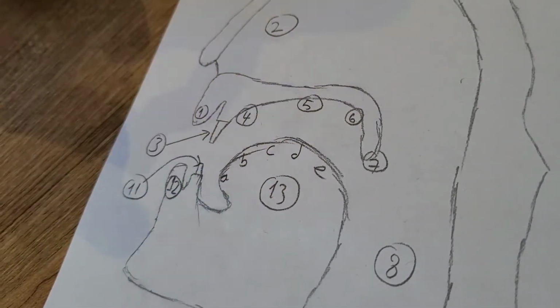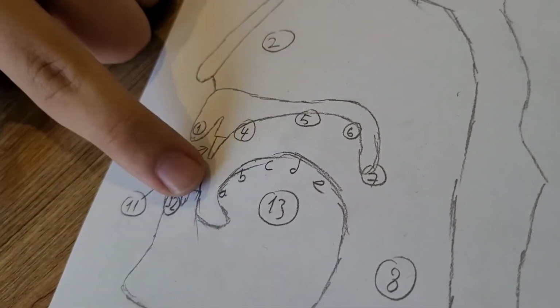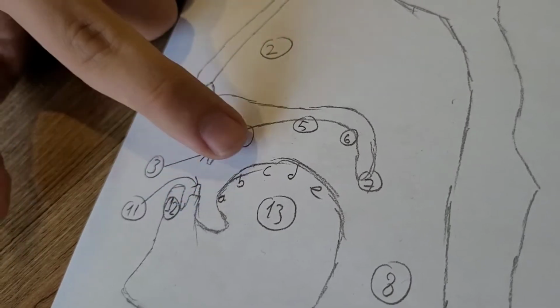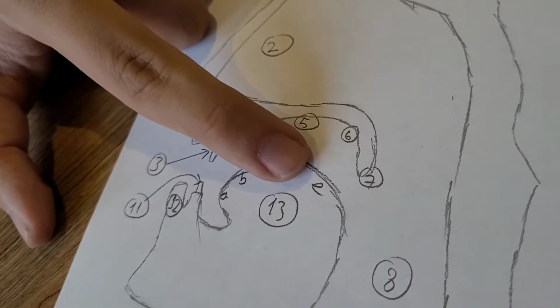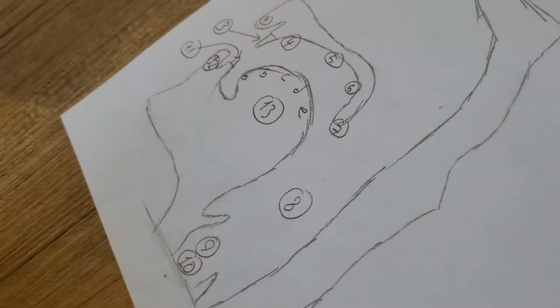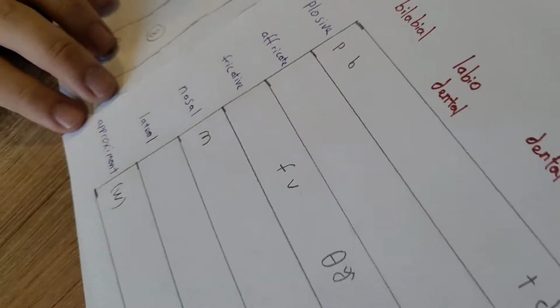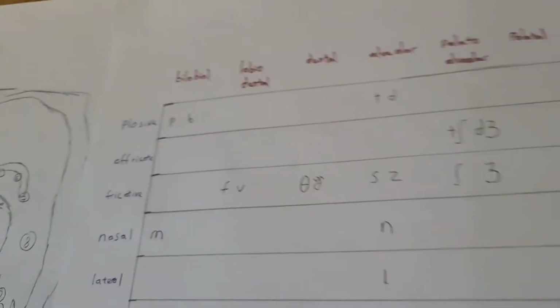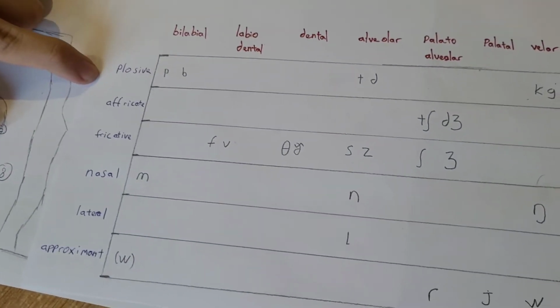And the tongue is not made of one area, it is divided into five. These are tip, blade, front, center, and the back. And we use them to make up the consonant sounds or vowels. And to make them, we also use this chart. There are ways of saying these ones.